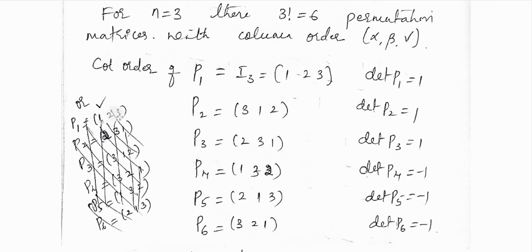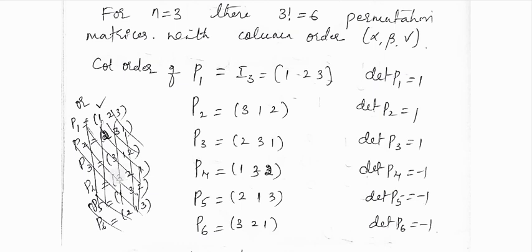So for 1, 2, 3 I have written the column order. To write the second permutation matrix, I have written the order as 2, 3, 1, just with reference to P1: after 1, 2; after 2, 3; after 3, 1. Then P3, with reference to P2: after 2, 3; after 3, 1; after 1, 2. Then P4: I have written the reverse of P1. It is 1, 2, 3, so I have taken the reverse, 3, 2, 1.